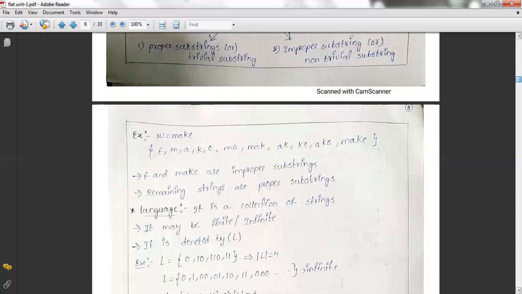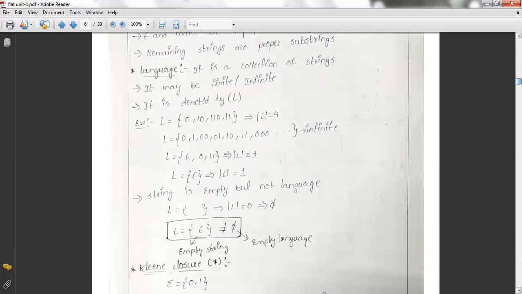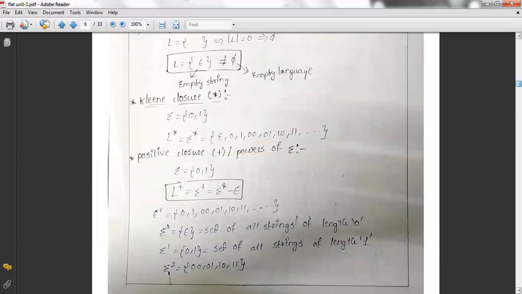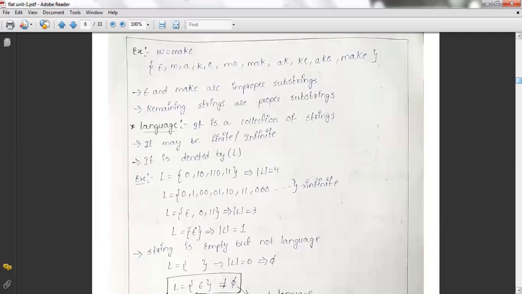Okay. So coming to the language, what is meant by a language here? It is nothing but the collection of strings. It may be a finite number of strings or an infinite number of strings. It is denoted by L here. Okay. So here the language is 0, 1, 0 1, 1 0, 1 1. So the size of the language is 4. Here it is a finite language, whereas this one is an infinite language.